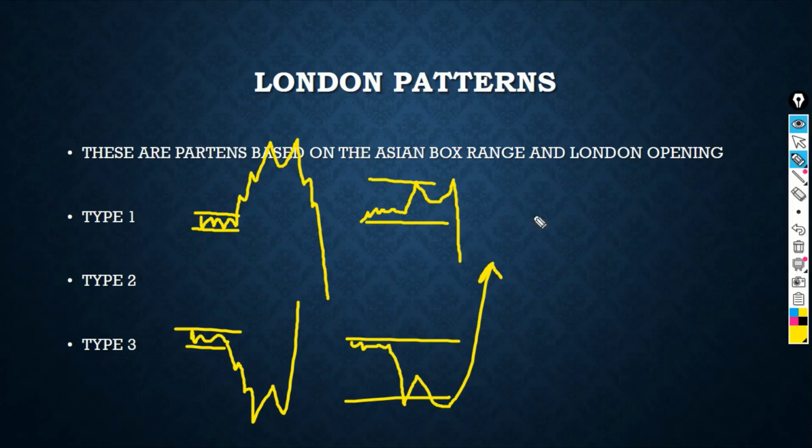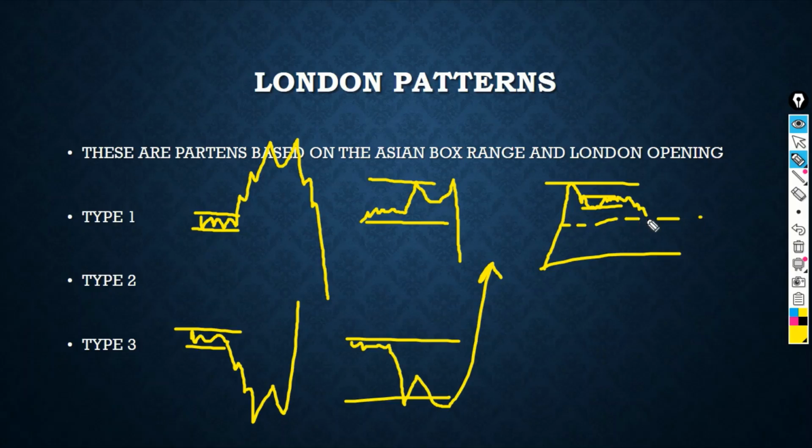Okay, the last type, which is the type 3, will look something like this. We have an aggressive move during the Asian session. Price will come and consolidate in here, and the stop hunt will be made to the midline of the Asian session. So a W is formed at the middle of the Asian range. The same thing will apply in here.